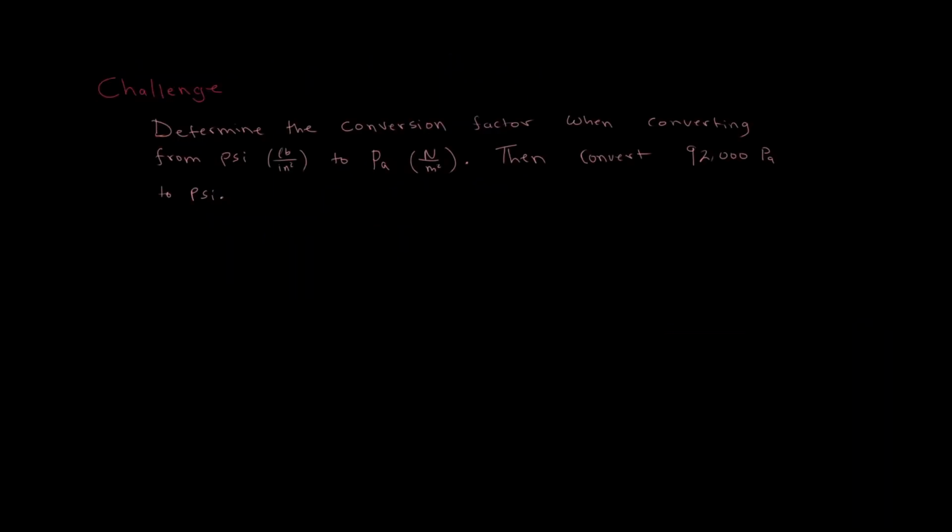Here's one for you to try on your own. Determine the conversion factor for pounds per square inch, or PSI, to Newton per meter squared, or pascals. You're given 1 meter equals 39.37 inches, and 1 pound is equal to 4.45 newtons. Once that's done, convert 92,000 pascals to pounds per square inch. Again, go ahead and pause the video to give yourself some time to make this calculation.